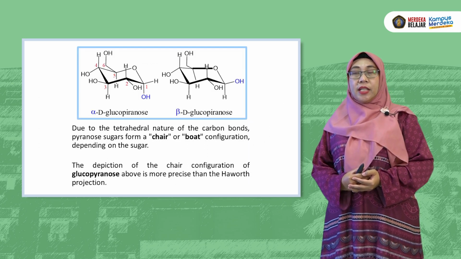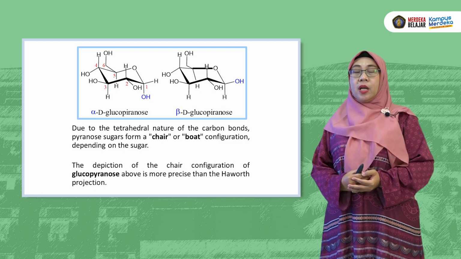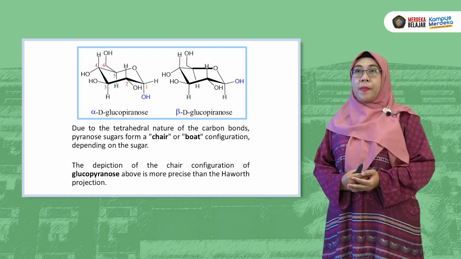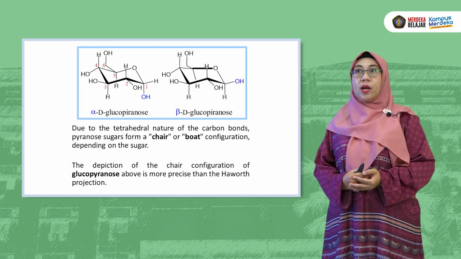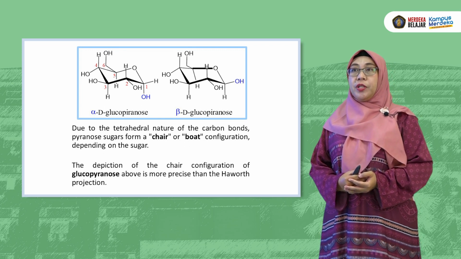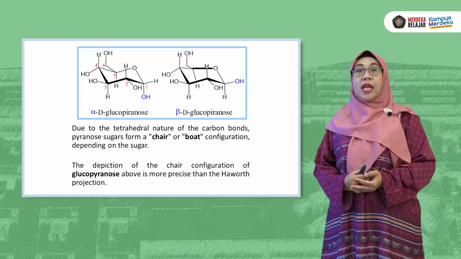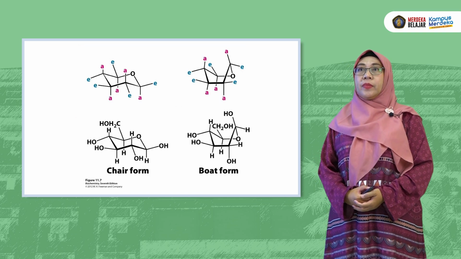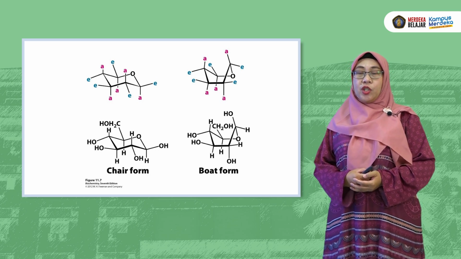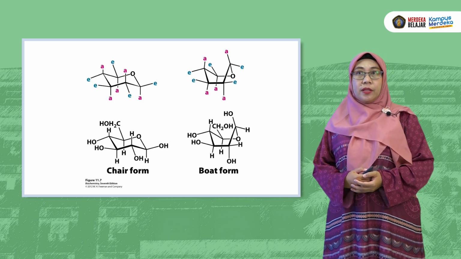When we draw a cyclic structure of monosaccharides, we sometimes use Haworth projection, but due to the tetrahedral nature of the carbon bonds, pyranose sugars form a chair or a boat configuration depending on the sugar. The depiction of the chair configuration of glucopyranose above is more precise than the Haworth projection. This is to remind you of the chair and the boat form of ring structure. A stands for axial and E stands for equatorial.